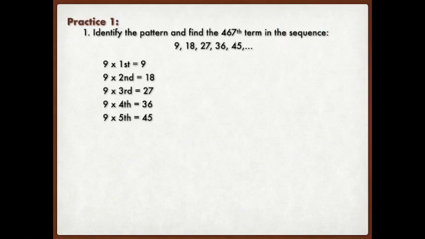Let's identify the pattern. 9 times the first is 9. 9 times the second position is 18. 9 times the third position is 27. 9 times the fourth position is 36. So I found the pattern. I'm multiplying by each position. So that's very basic. Now I'm not having to add 1 or 2 to that multiplication, so that's easy. So I can take 467 and multiply that by 9.